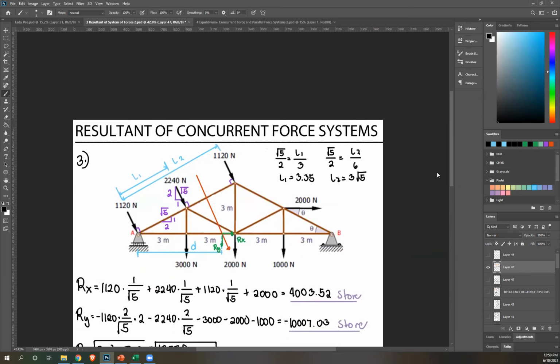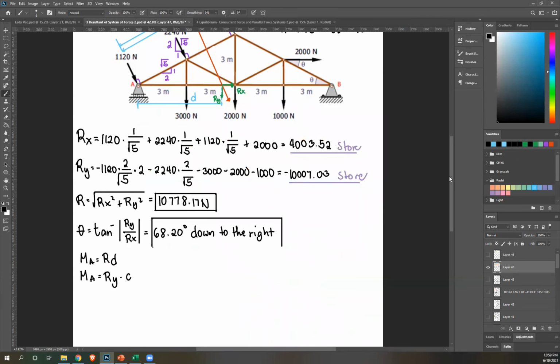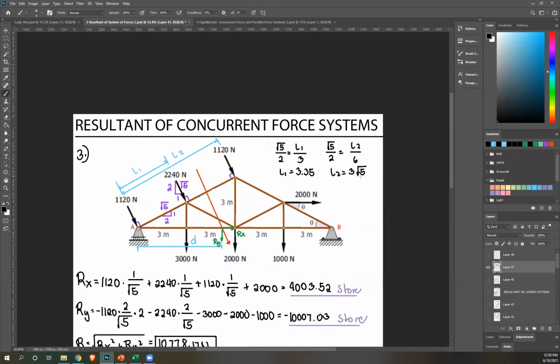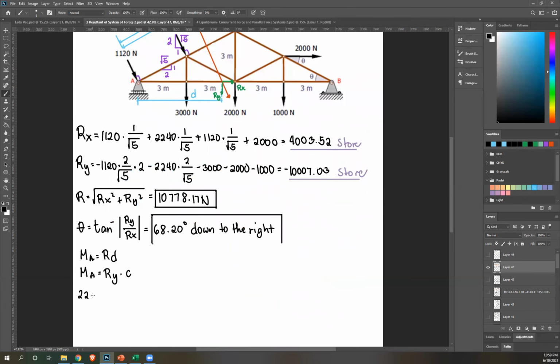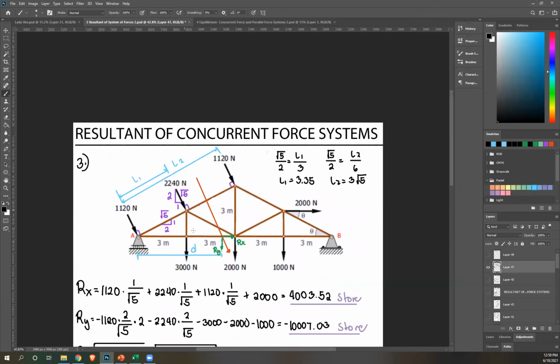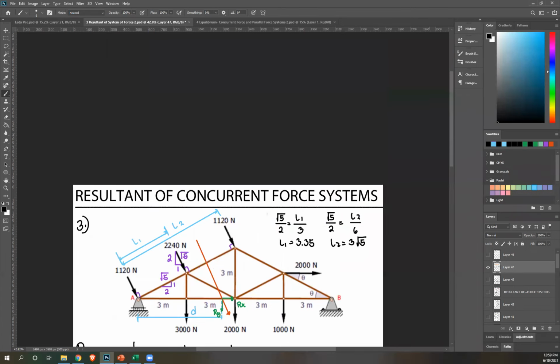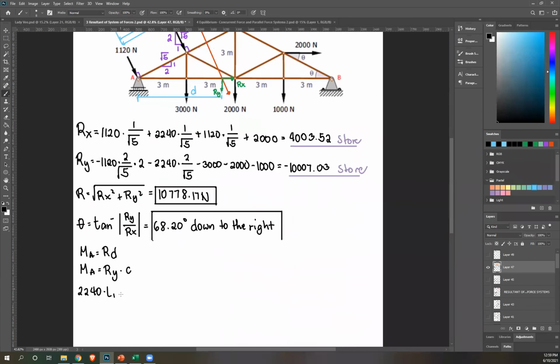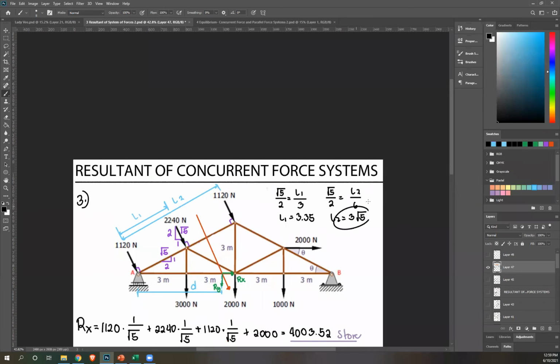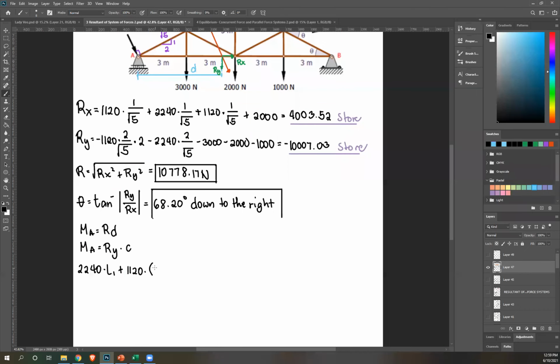Alright. So now we can continue on with our equation. So just 2240. It's clockwise, so positive, and the perpendicular distance is L1, and that's 3.35. So times L1. Next, 1120, rotate about A, clockwise, so positive 1120, multiplied by perpendicular distance L2, which is 3 square root of 5.